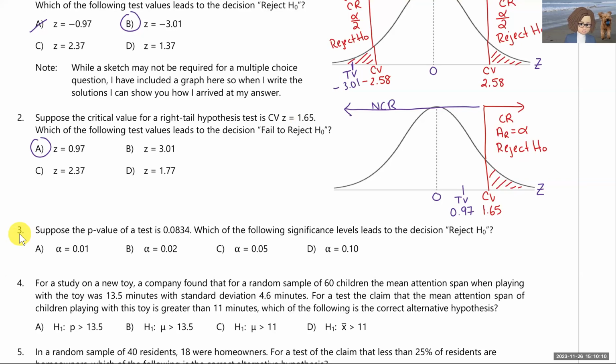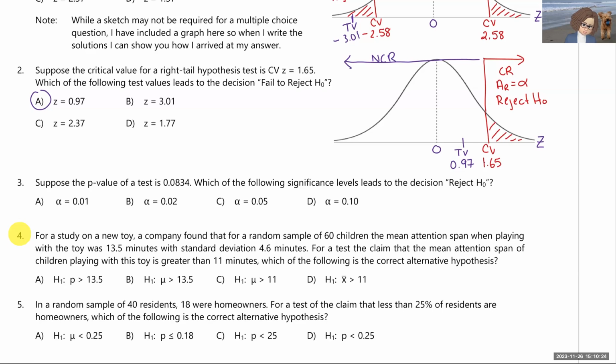So suppose the p-value of a test is 0.0834. Which of the following significance levels leads to the decision reject H0? All right, so I'd like to write my p-values as percentages. So I'm just going to write that as 8.34%. And I know I reject the null when the p-value is low. So when the p-value is low, the null must go. So I know I'm going to reject the null if the p-value is less than or equal to our alpha.